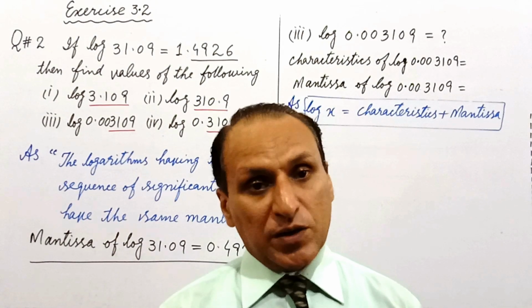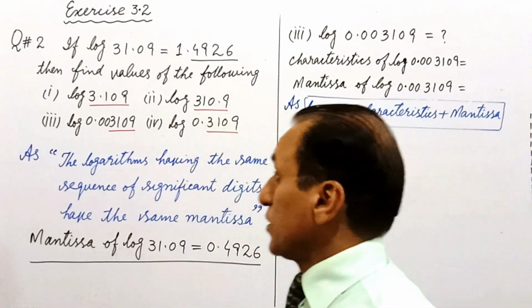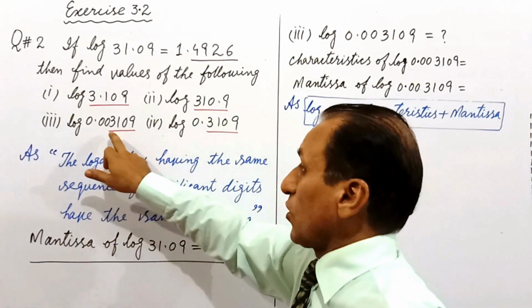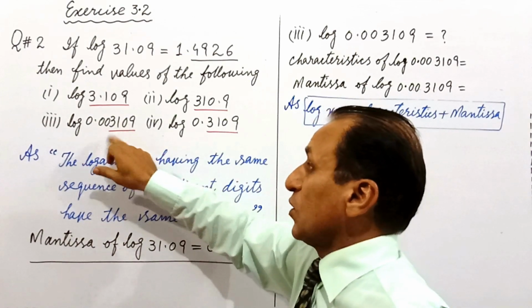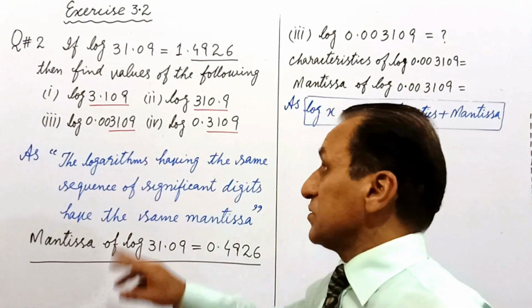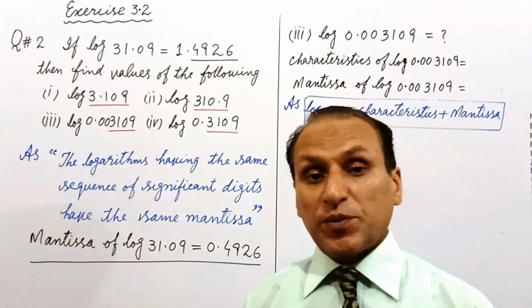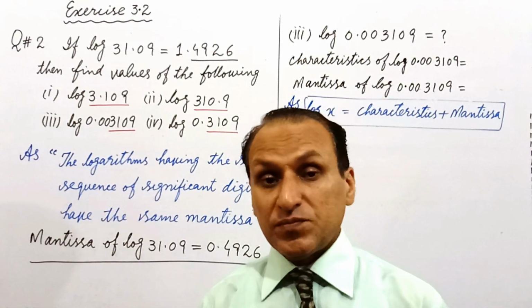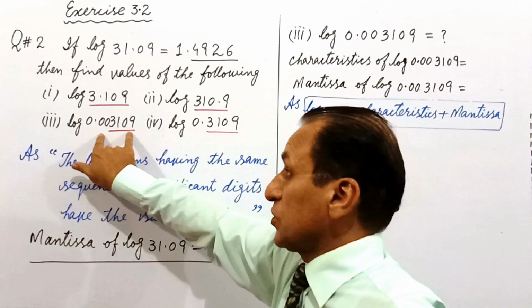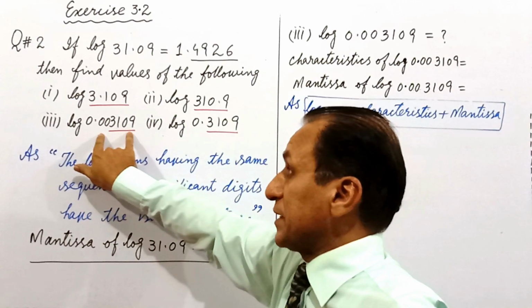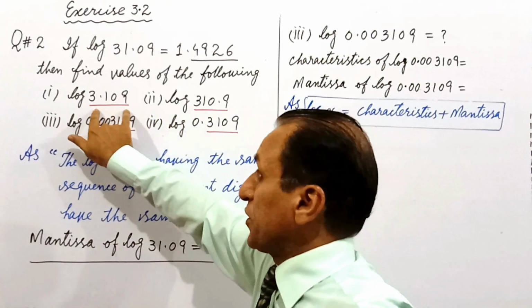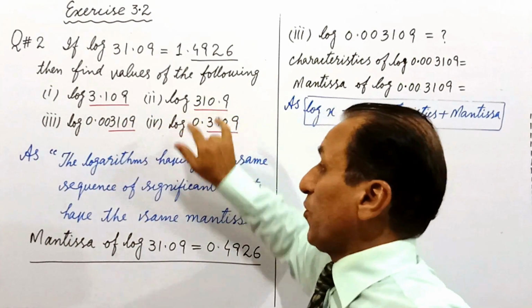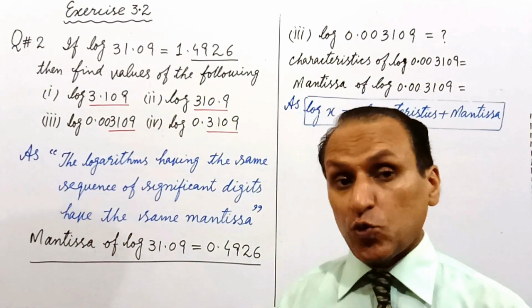So let's do part 3, in which the number whose logarithm is required, that is 0.003109, is less than 1. As the number is less than 1, the characteristic will be negative. If the number whose logarithm is required is less than 1, then the characteristic will be negative. And if the number is greater than 1, then the characteristic will be positive. That is what we observe in parts 1 and 2 as well.